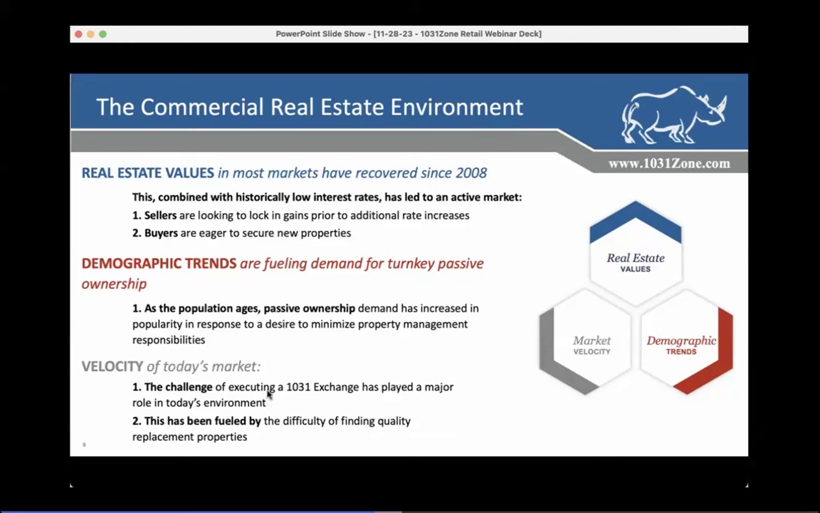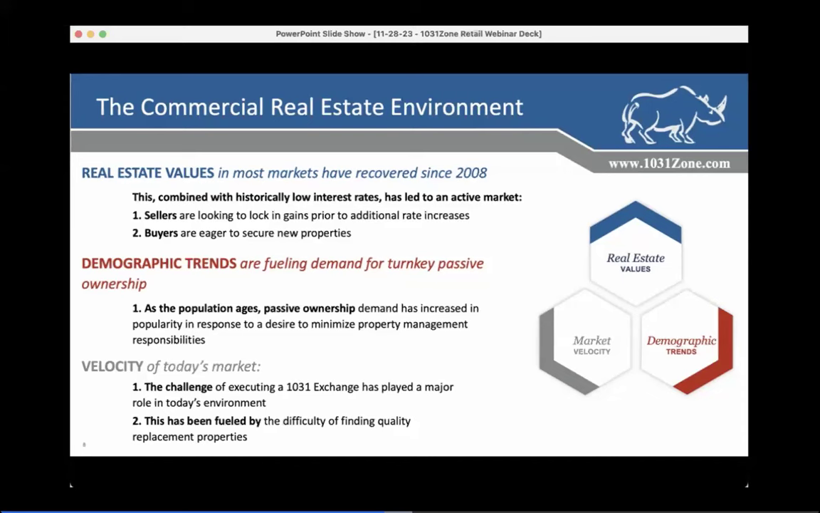And then the last one here, just the velocity of today's market. The challenge of executing a 1031 exchange has played a major role in today's environment. It is a little bit easier to do a 1031 exchange today as compared to maybe some of the past cycles. Usually when the market heats up and properties are getting 20 to 30 offers on them per day, that becomes an incredibly difficult market to do a 1031 exchange.